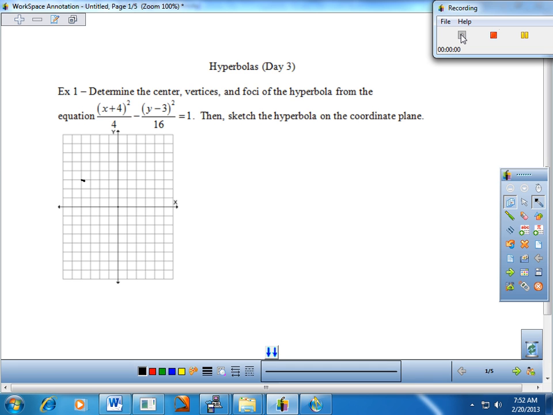Why don't we go ahead and start out with just a review problem here, example 1, and just have a nice equation here in standard form. Let's find all the characteristics that go with it, and what do you say we do a nice little sketch along the way too. So it says determine the center, vertices, foci. We'll probably do the endpoints on that conjugate axis too.